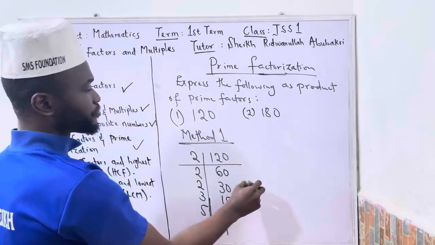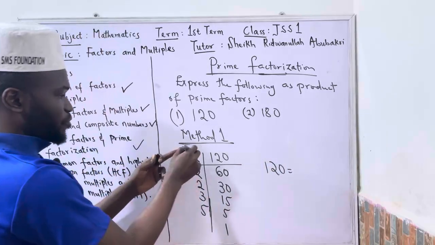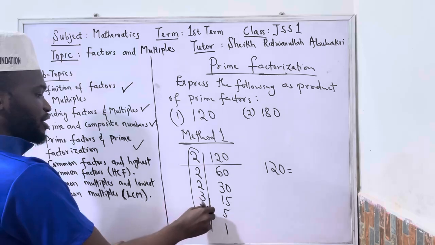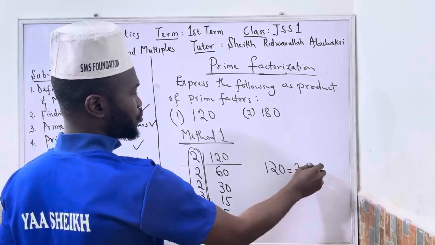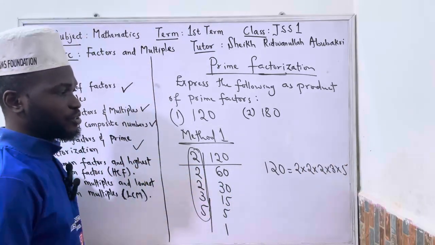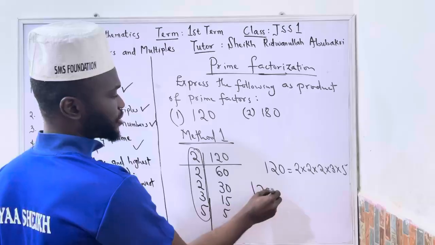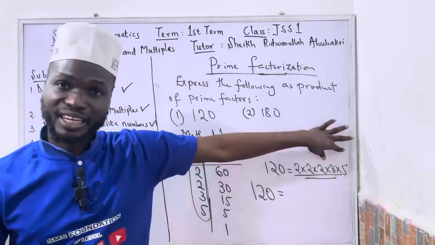So therefore, you will now write 120 equal to, multiply all these numbers together. That will be 2 times 2 times 2 times 3 times 5. That means 120 has been written as a product of primes. So this is the final answer.